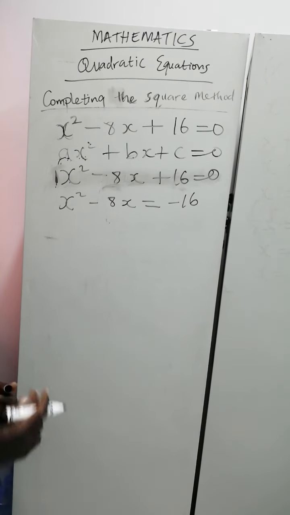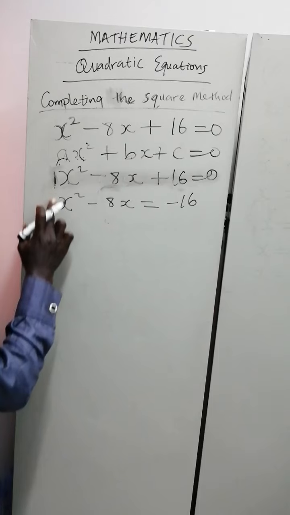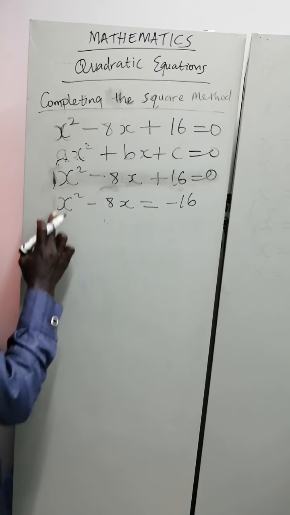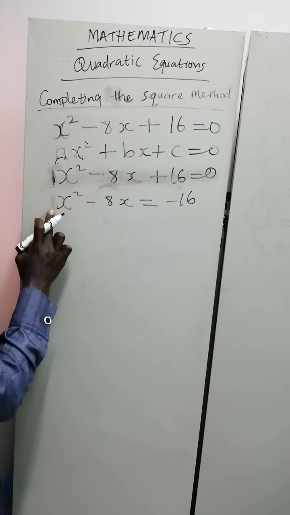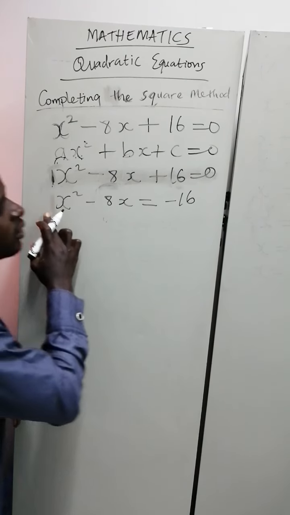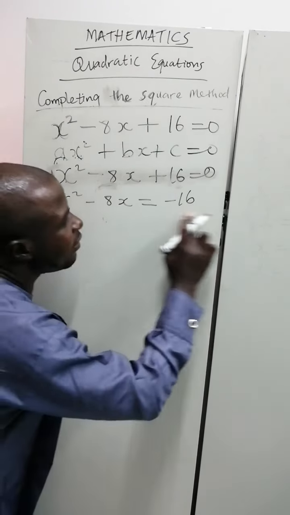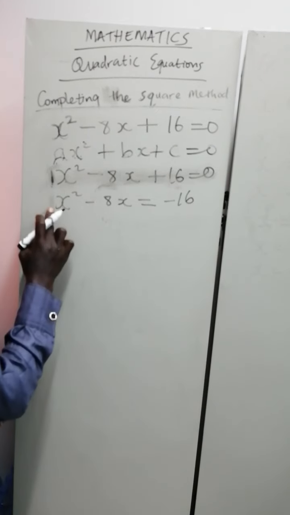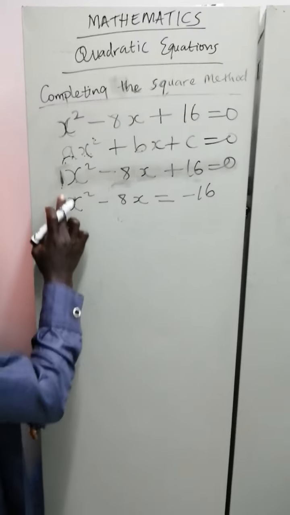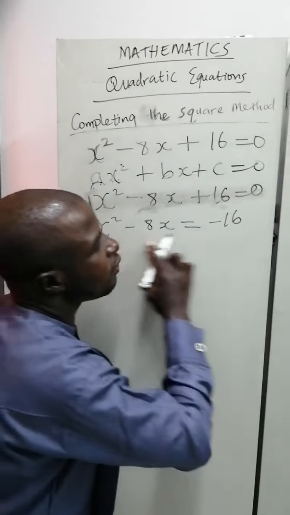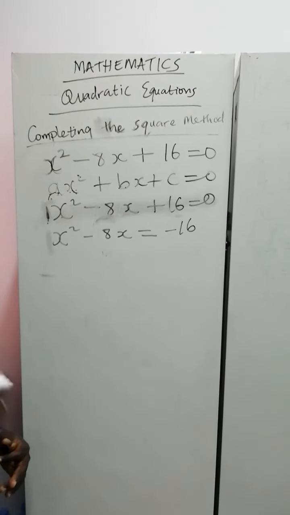Before then, you have to look at the value of a, which is the coefficient of x squared. You have to look at the value of a to divide everything in the equation. Here, the step has already taken itself automatically because the value of a is 1. When we use 1 to divide everything in the equation, we still have the same equation, so there's no need of taking that step.